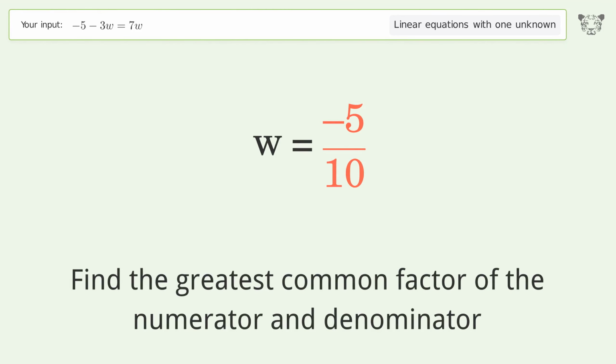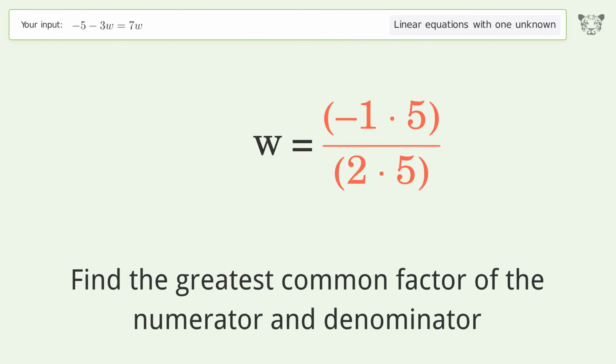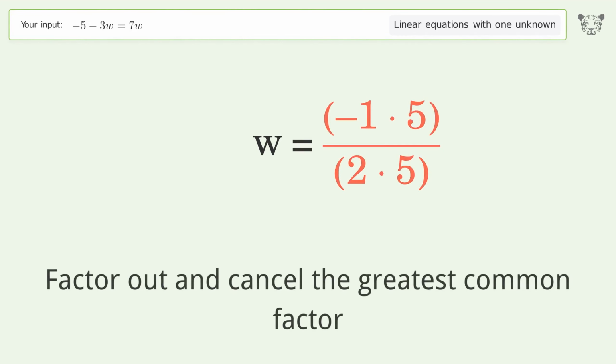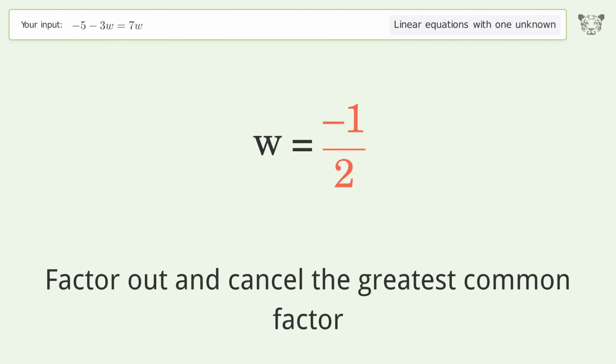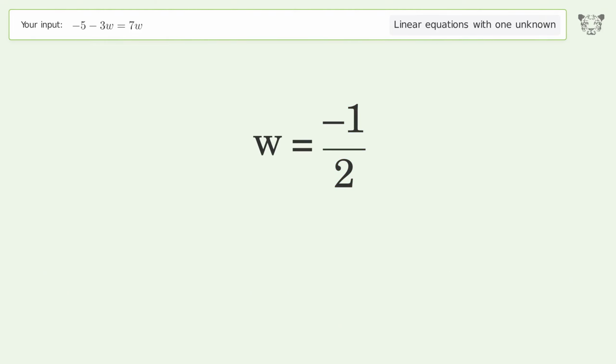Find the greatest common factor of the numerator and denominator. Factor out and cancel the greatest common factor. And so the final result is w equals -1/2.